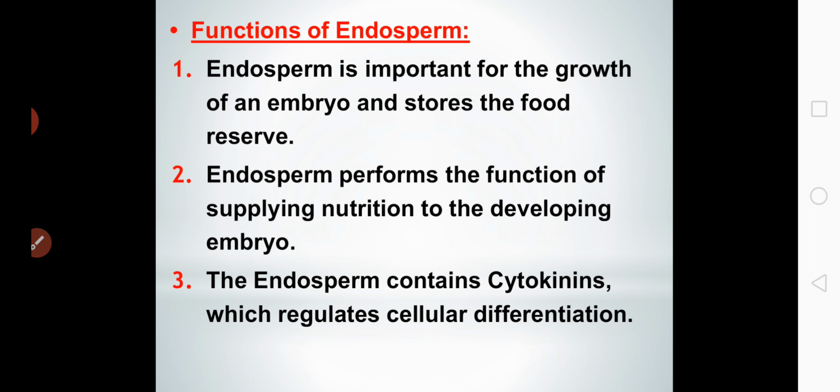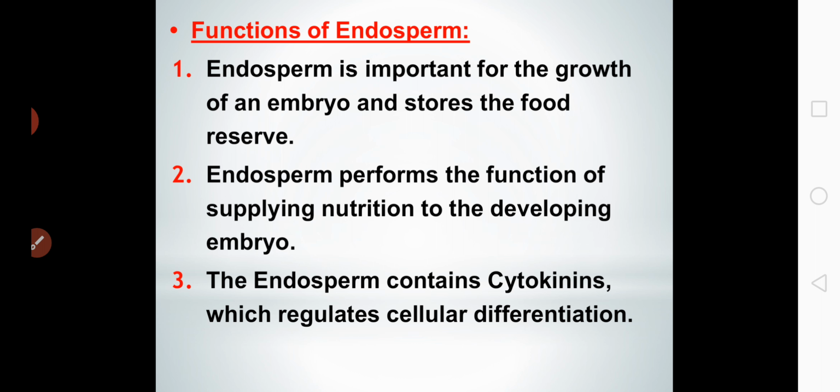Endosperm is important for the growth of an embryo and stores the reserve food. So this endosperm performs the function of supplying nutrition to the developing embryo. And the endosperm contains cytokinins. It's a type of plant growth hormone. Cytokinin is a plant growth hormone which regulates cellular differentiation. For the process of cell differentiation, cytokinin is important.